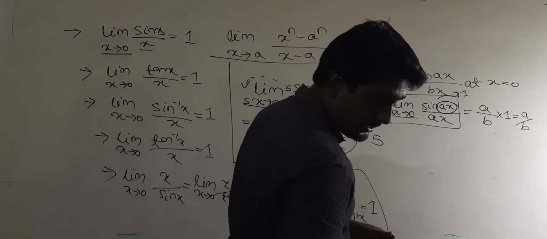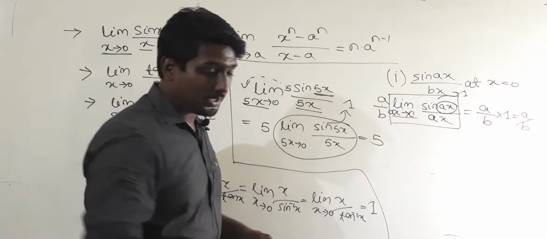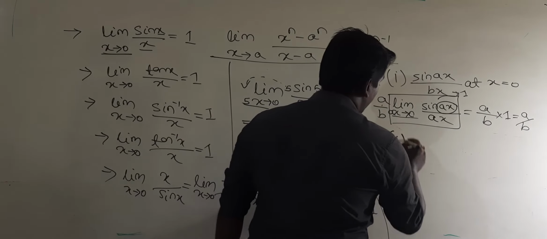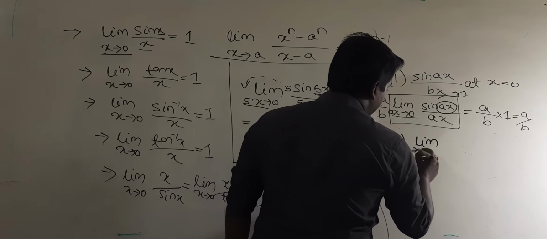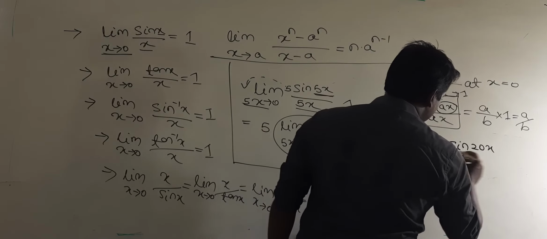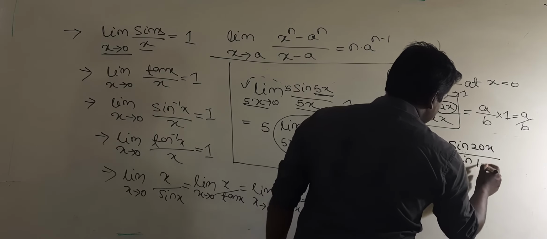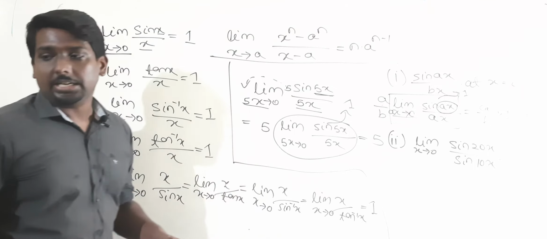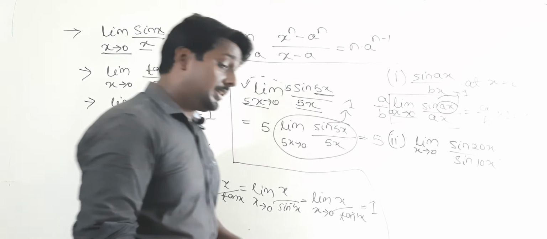And the question is, limit x tends to 0 sin 20x divided by sin 10x. Sin 20x divided by sin 10x.